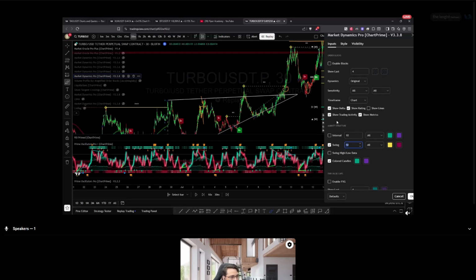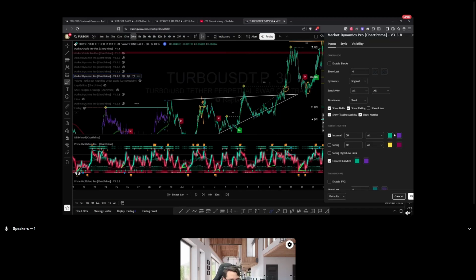So here's the trick. If you click internal, and in internal you also do 50, you're going to have the same result. Internal, look at that. Let's just wait for it to load. One second. There it is. All right, internal. Let's give it a second to load. There you go. Look at that. You have a break of structure.